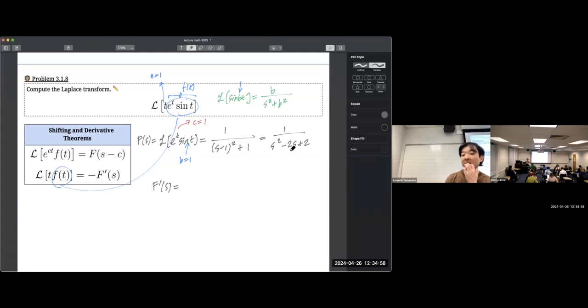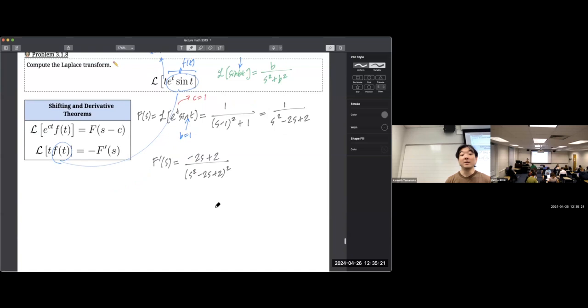which is like, imagine this is all raised to -1. So you'll have negative, take the derivative inside, which is 2s plus 2. Divided by, this would have been raised to -1, so I'm going to just subtract by 2, and I'm going to put it in the bottom. That's the derivative.